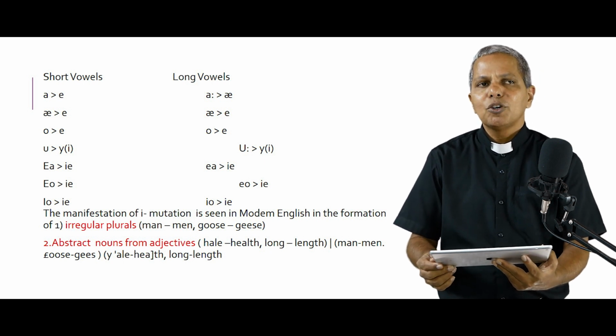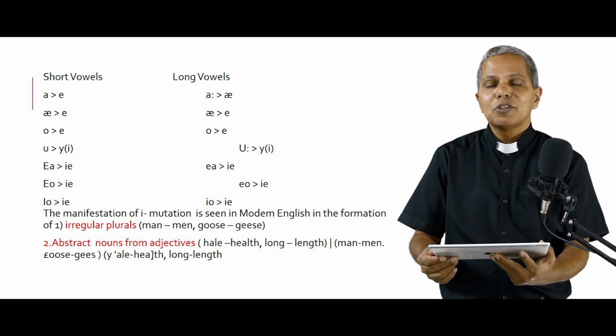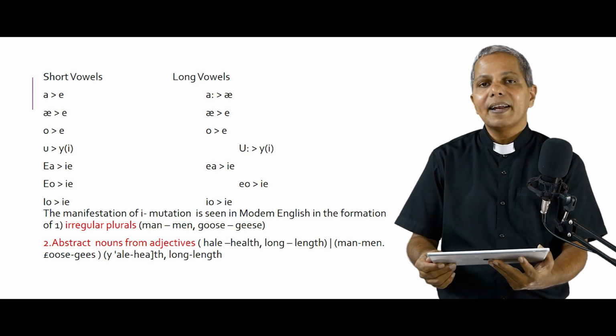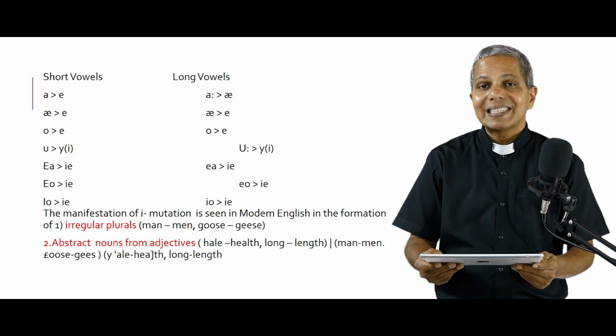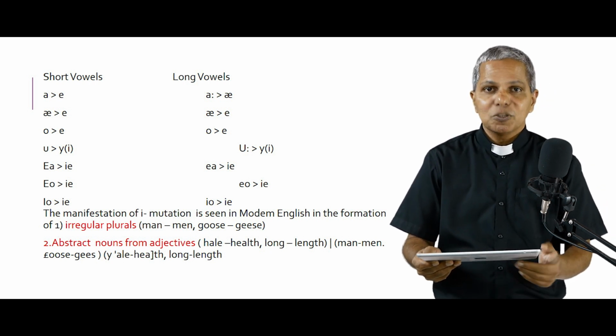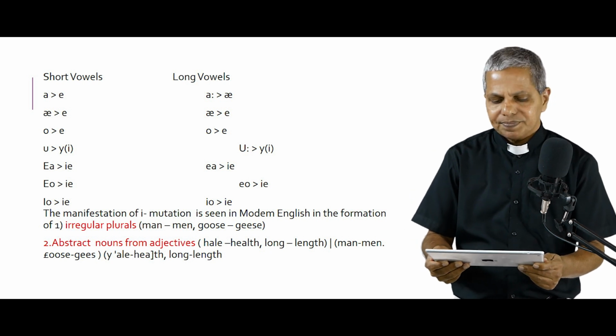For example, the plural of man. It's not man's, it becomes men. And also goose. The plural is not gooses, it is geese. Why does this happen? It's because of this IJ mutation.